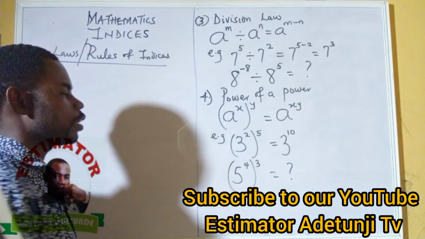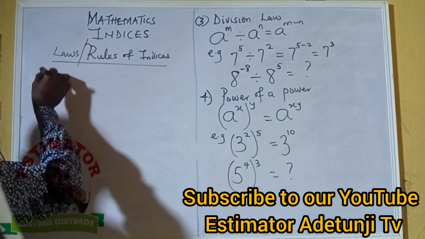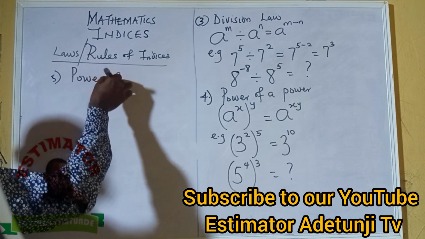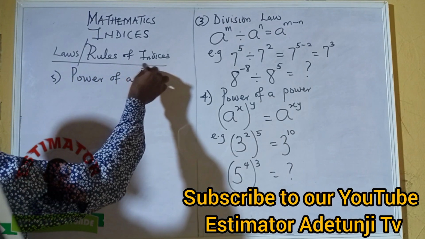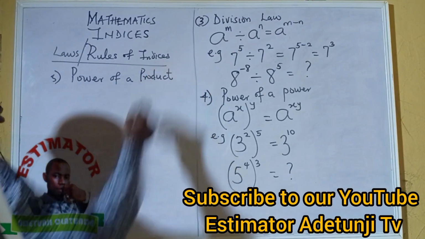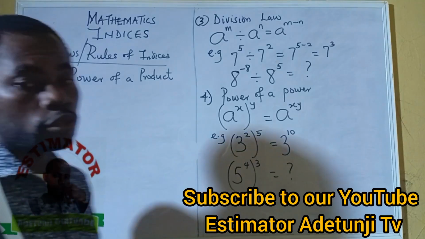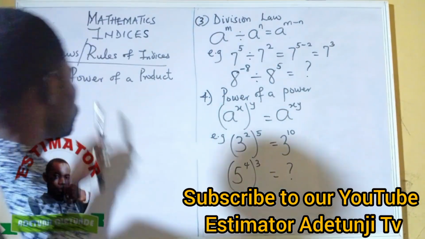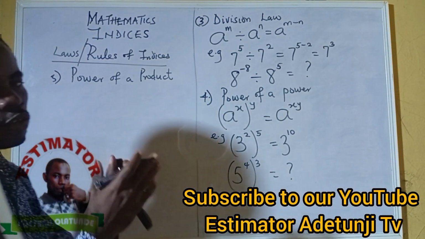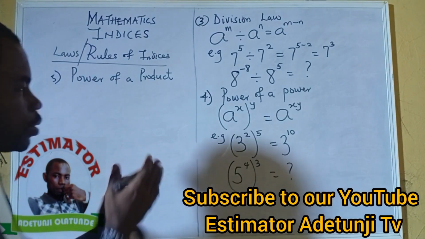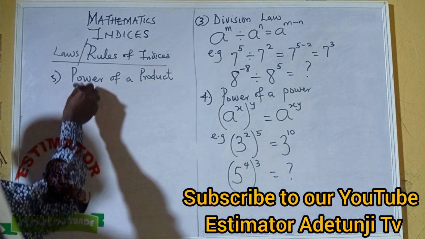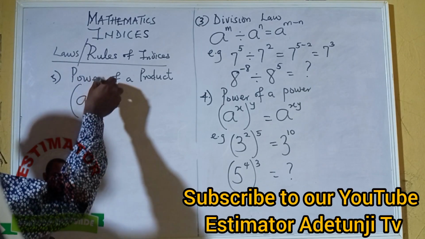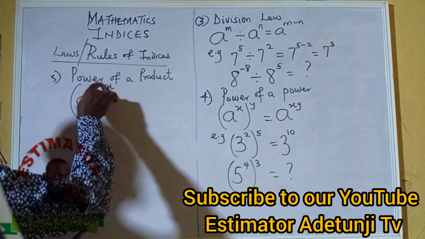Alright, now I'm going to number 5. I call it power of a product. Power of a product. When we talk about products in mathematics, we are talking about multiplication. If I said the product of 2 and 3, that is, I'm saying 2 multiplied by 3. So power of products, that is how we have items that will be under the multiplication environment, saying I'm having A, B. That is A times B. Now they are now having power to share. That's why I call it power of a product.